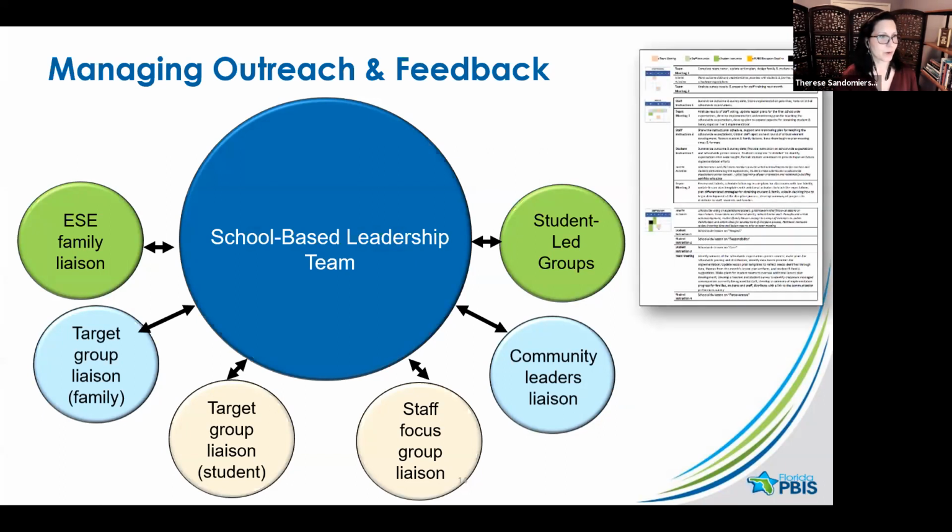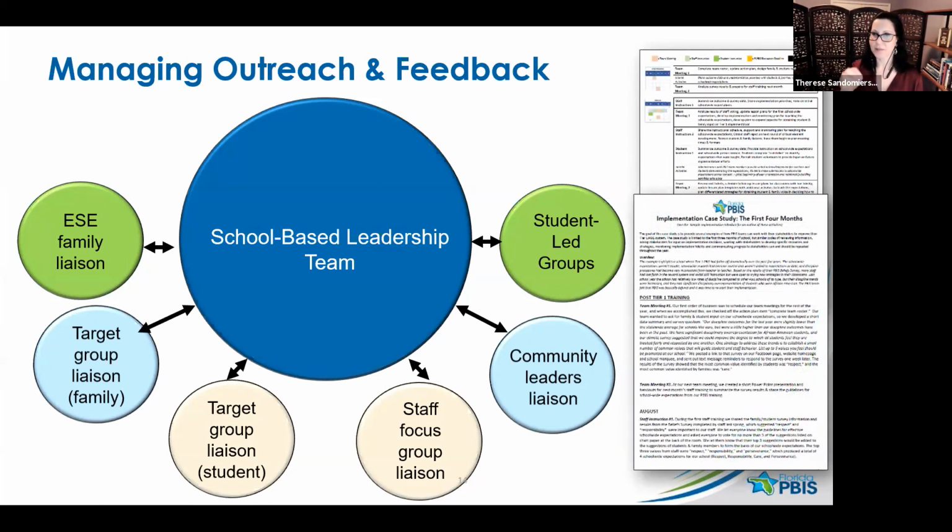And so what there is in the handouts, there's a sample implementation schedule and a case study, the first 4 months of implementation after PBIS training, that kind of explains how one PBIS team went about getting information from all of these different groups. And basically is kind of dividing up your Tier 1 PBIS team. This person's in charge of ESE families, reach out and get their input. We have someone else who reaches out to community leaders.